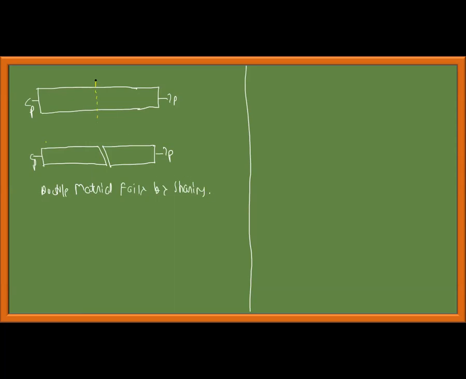Okay, this is how brittle material fails. If you cut a cucumber into 2 pieces, that's how brittle material fails. That is cast iron. Whereas ductile material fails by shearing, due to shear stress.